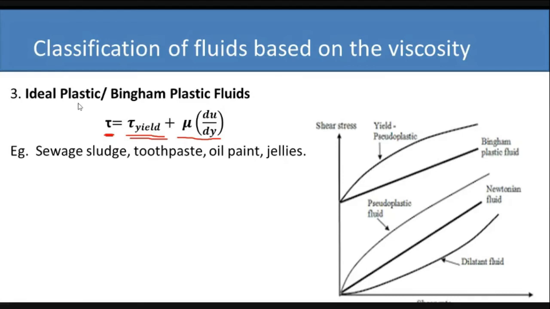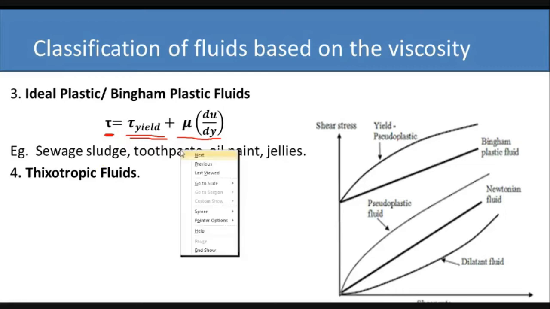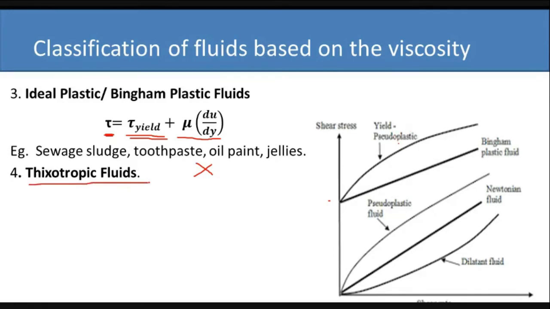Then next is pseudoplastic or thixotropic fluid. Okay, sorry, the next is thixotropic fluid. Again, there are some fluids or semi-solids existing in nature which seem to be semi-solid at room temperature, but if you apply shear stress they will start to flow, but they will not follow Newton's law of viscosity. Okay, so that type of fluid is called thixotropic fluid.